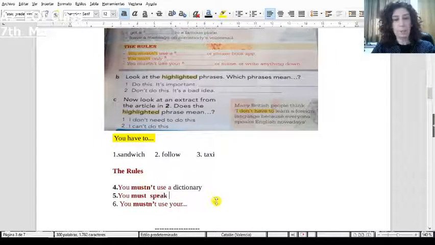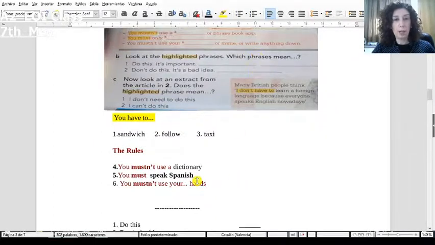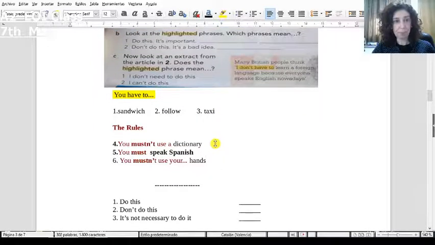You must only speak Spanish. And the last one, you mustn't use your, of course, hands or mime, per mímica, or write anything down. Yeah, then prohibited, use a dictionary or use hands. Well, you have to order a sandwich, follow instructions, or get a taxi. And the rules, you mustn't use a dictionary, you must speak Spanish, you mustn't use your hands or mime.